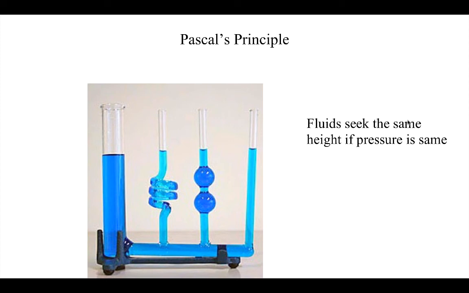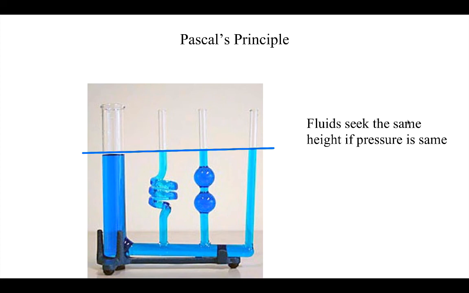So this picture here, which I always find kind of interesting, shows a container with a fluid in it, and the shapes of the containers are all very different. They all have different volumes and shapes and sizes, yet the fluid level on each one is at exactly the same height. And that's because they're all feeling the exact same pressure above them, which is air pressure.